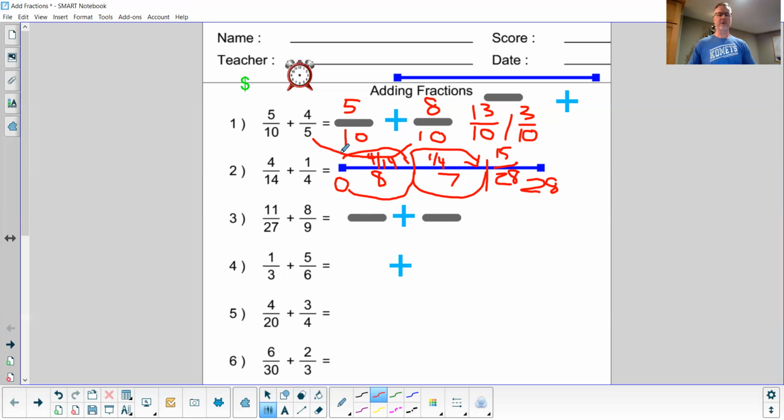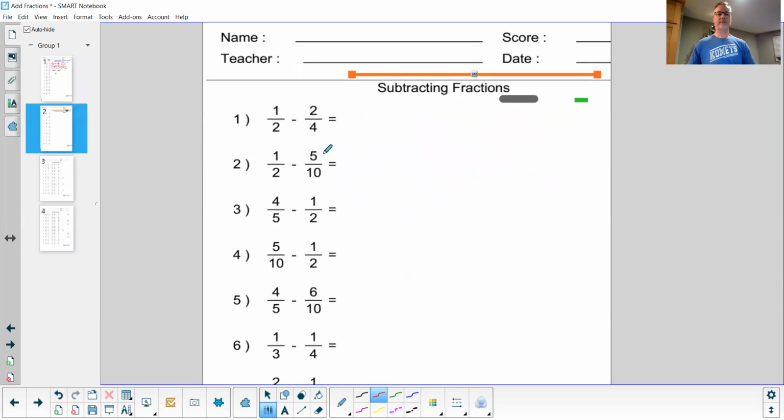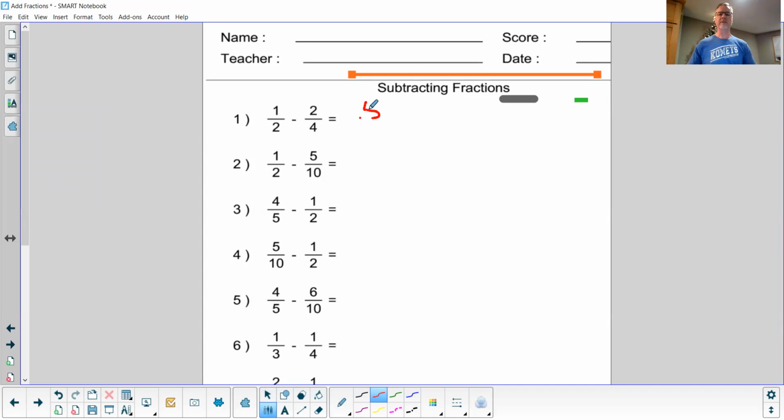So choose the method that works best for you. We have the subtraction sheet also on the next page. Subtraction problems are a little bit smaller, so hopefully a little bit easier, but use whichever models you want. So if we chose a money model on the first one, which you are welcome to do, 1/2 of $1 is 50 cents. Subtracting 2/4 of $1, which is also equal to 1/2, which is 50 cents. So we have 50 cents minus 50 cents equals 0.